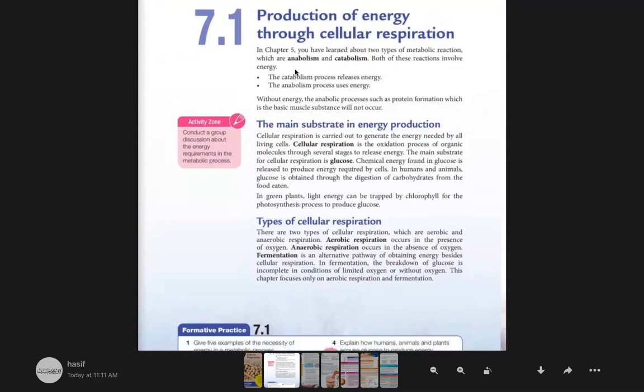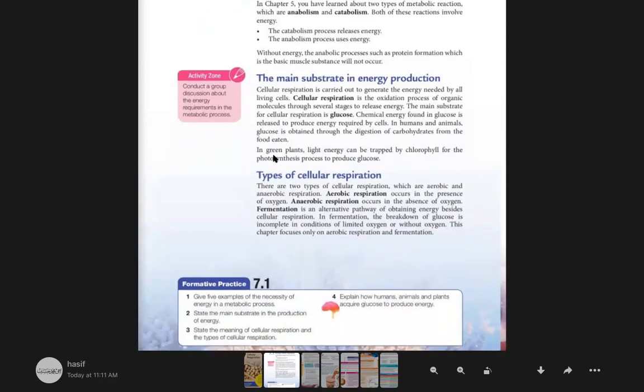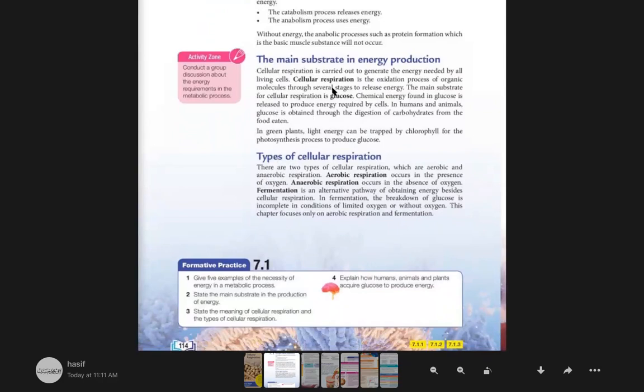You have to know about this, let's read this one. This you have learned previously, which is about metabolic reaction. In metabolic reaction, we have two: anabolism and catabolism. Catabolism will release energy, while anabolism will use the energy. I just want to simplify here.